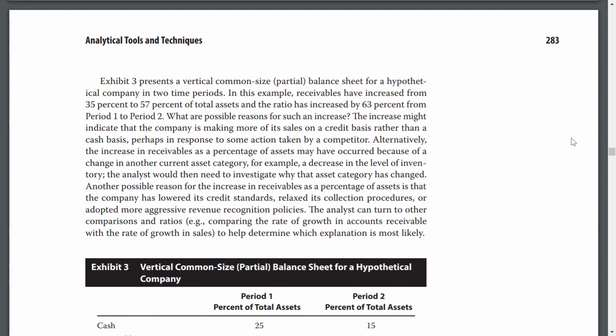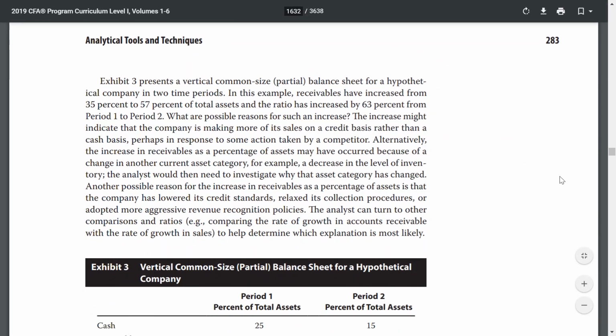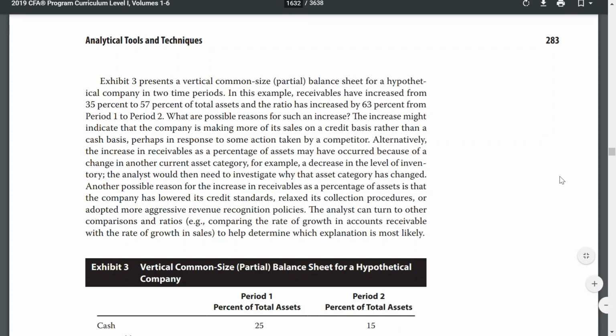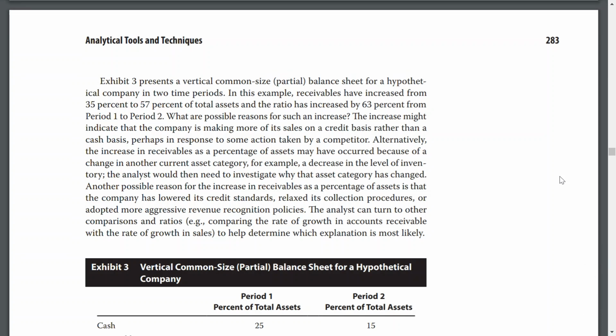Example 3 presents a vertical common size or partial balance sheet for a hypothetical company in 2 time periods. In this example, receivables have increased from 35% to 57% of total assets, and the ratio has increased by 63% from period 1 to period 2. What are possible reasons for such an increase?